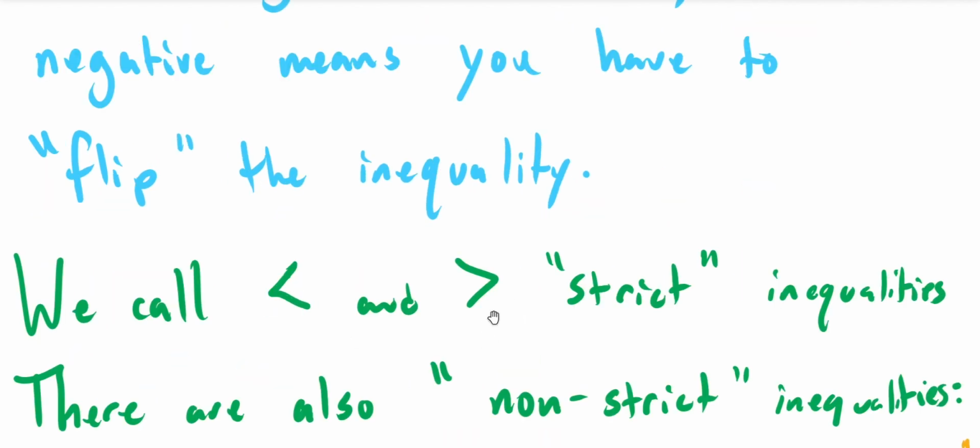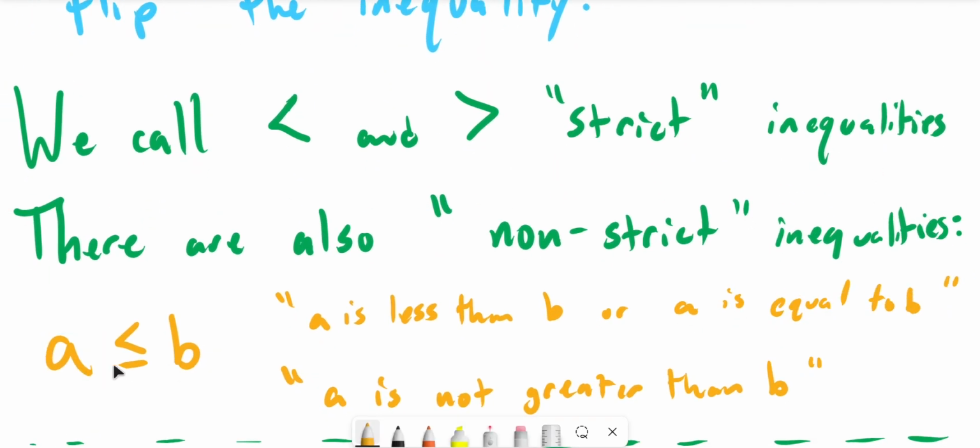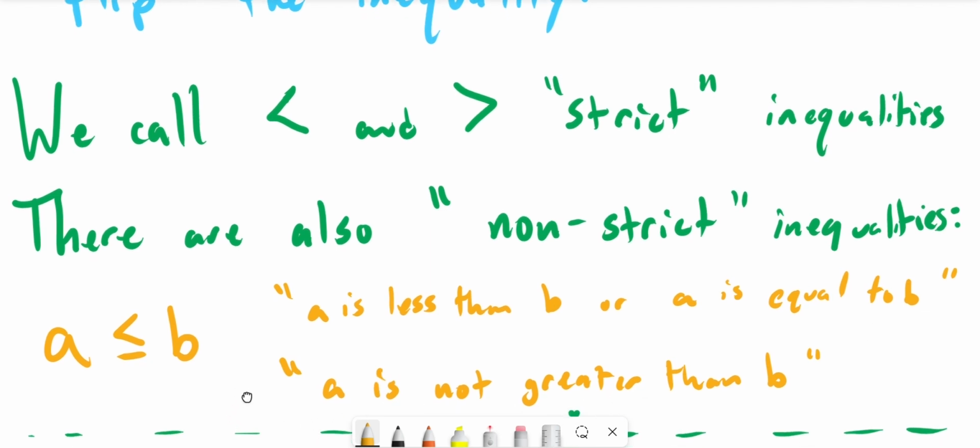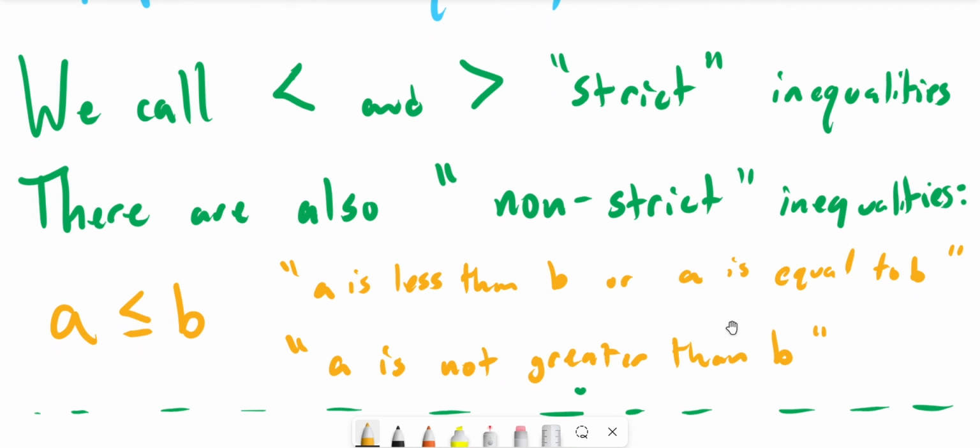Now, these less than and greater than symbols are called the strict inequalities. They exclude the possibility of equality. There are also non-strict inequalities. For example, this collection of symbols means A is less than or equal to B. This means either A is less than B or A is equal to B. Either one of those could be true. What it also means is that A is not greater than B. A not being greater than B leaves two options left that A could be. It could be equal to B, or it could be less than it if it is not greater than it.